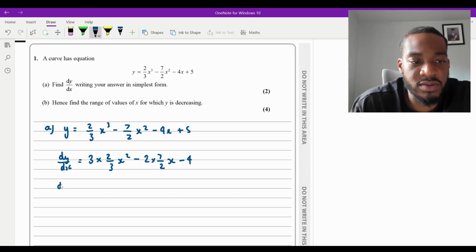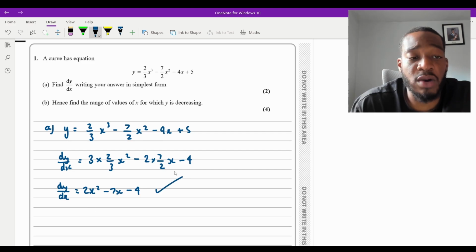Now we need to simplify, so I'm going to say dy over dx will equal, the 3's will cancel, 2x squared. The 2's will cancel, minus 7x, and then minus 4. And that will give us our 2 marks.